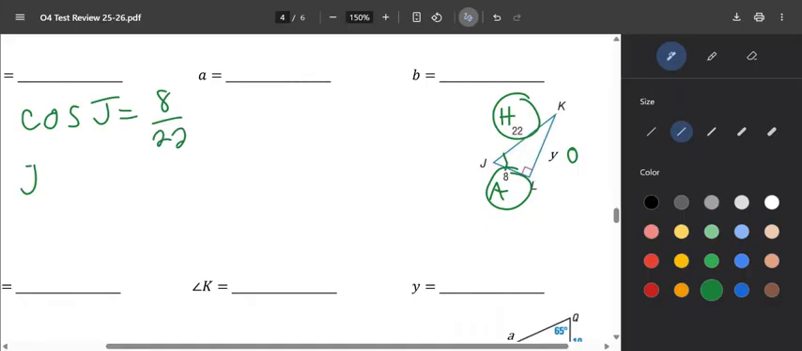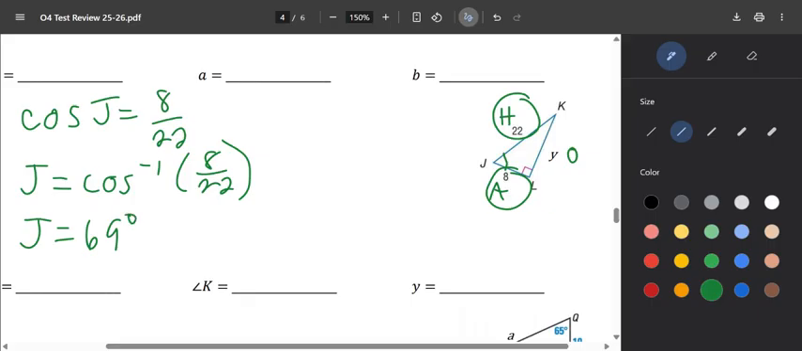So cosine of angle J is equal to 8 over 22. We're going to use the inverse. J is equal to cosine inverse of 8 divided by 22. So second cosine, 8 divided by 22. And it says to round to the nearest degree. It's 68.67. So that rounds to 69 degrees.